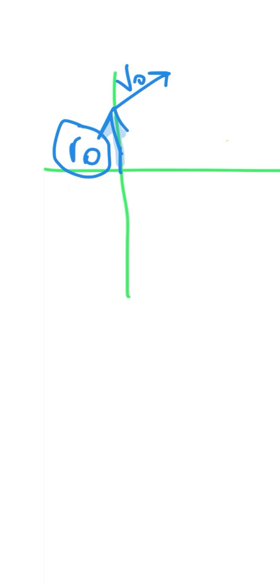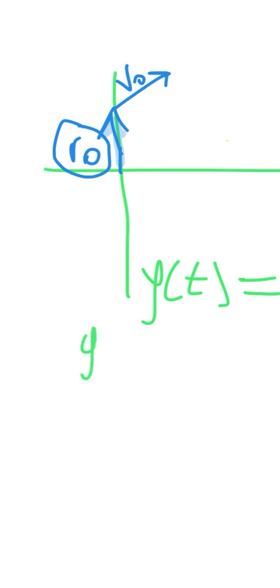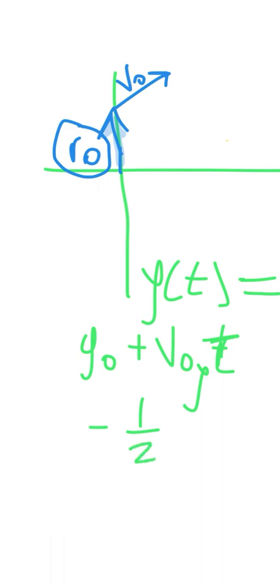Now we can move on to find the equation for y of t. This one is a little bit more complex, just because we know that the y components of the projectile motion are always changing. So since we know that it's always changing, you need to use the equation y of 0 plus v0y times t minus 1/2 g t squared.